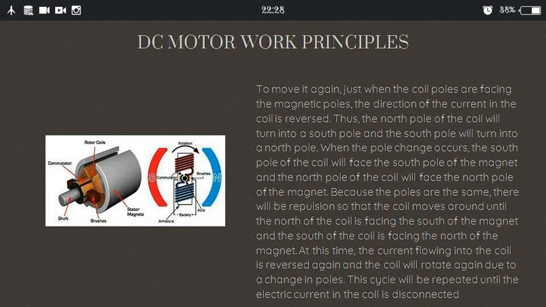Because the poles are the same, there will be repulsion, so that the coil moves around until the north pole of the coil faces the south pole of the magnet, and the south pole of the coil faces the north pole of the magnet. At this time, the current flowing into the coil is reversed again, and the coil will rotate again due to a change in poles. This cycle will be repeated until the electric current in the coil is disconnected.